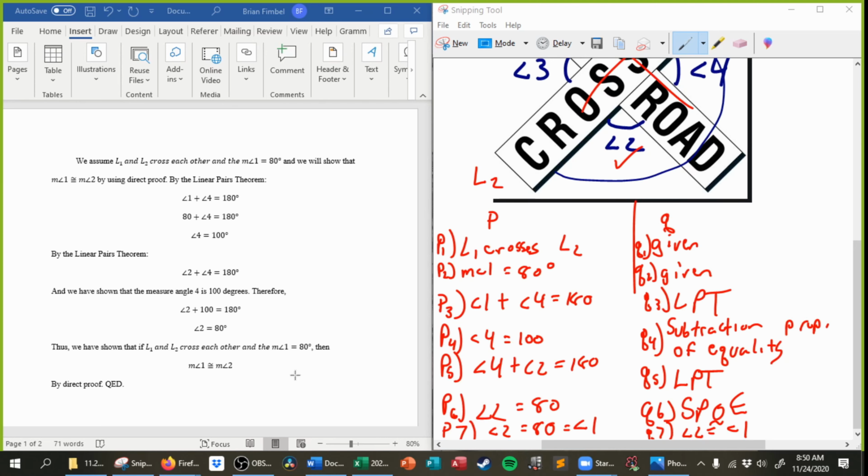Here, my first hypothesis, P1, says line 1 crosses line 2. Well, we assume that happened. So there's P1 right there for us. And then we also said that angle 1 is equal to 80 degrees. And look at that, those are my two givens. Everything between the word assume and we will show that is my givens.